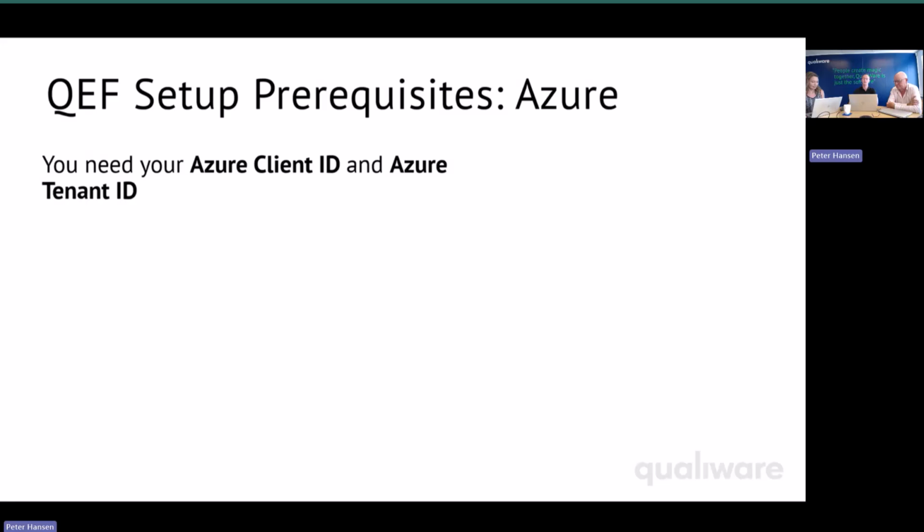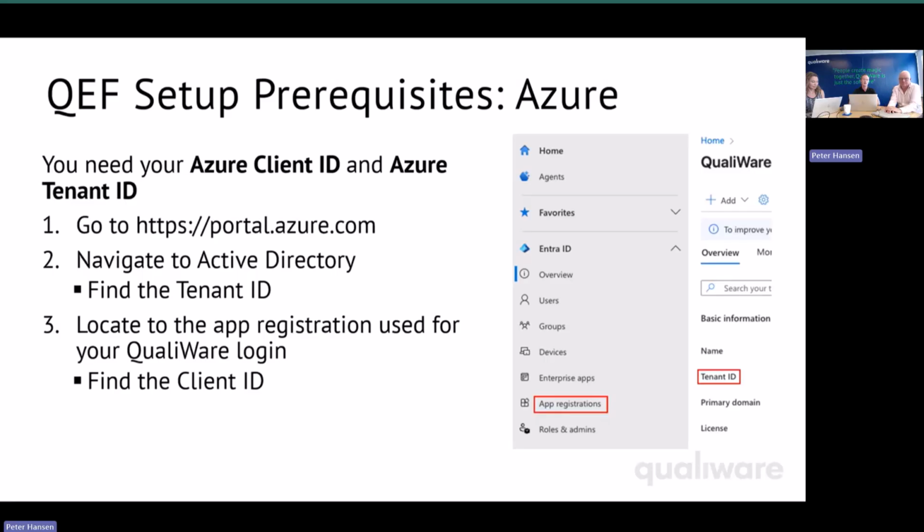First, you will need to find your Azure client ID and your Azure tenant ID. You go to the Azure portal, and first you need to navigate to the app directory where you can find your tenant ID. Afterwards, you need to go to app registration and find the app registration which you use to log into QualiWare. There you have to find your client ID.